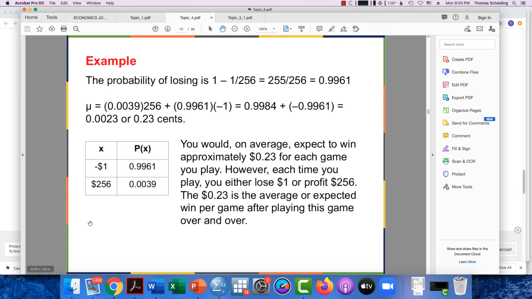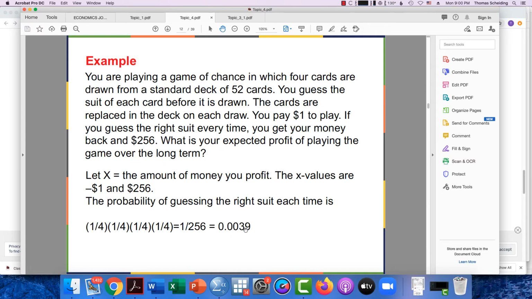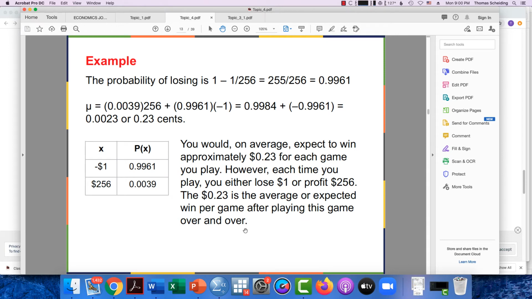If I get it correct, going back to the previous slide, 0.0039 times 256 plus the probability of getting it wrong times the expected value leaves me with 1/5 of a cent. Which is why, generally speaking, economists don't play scratch-off lottery tickets, because the averages are that the state always wins, or the house always wins.